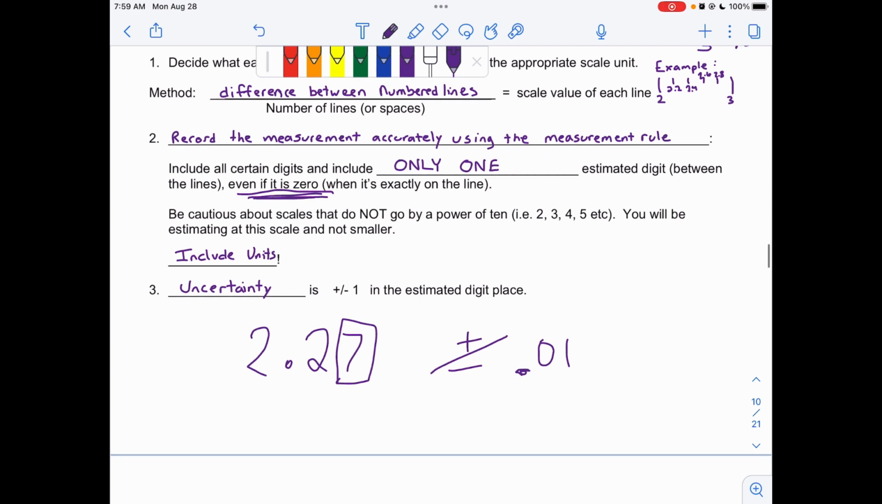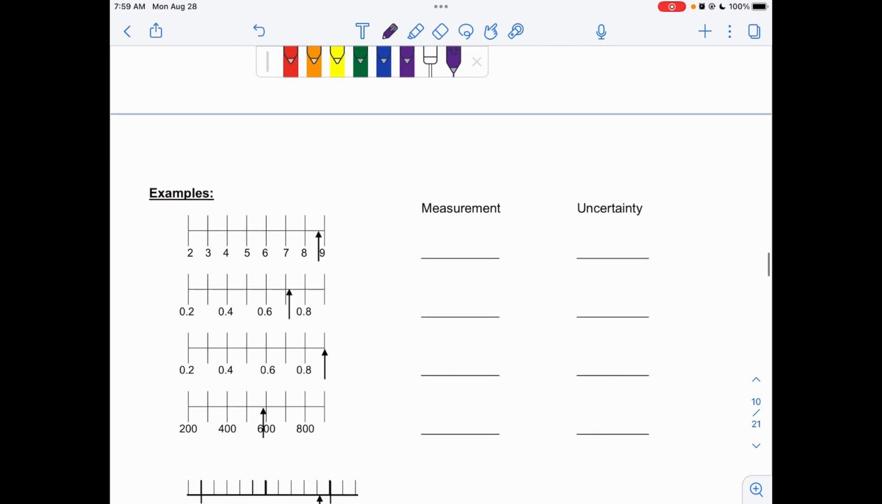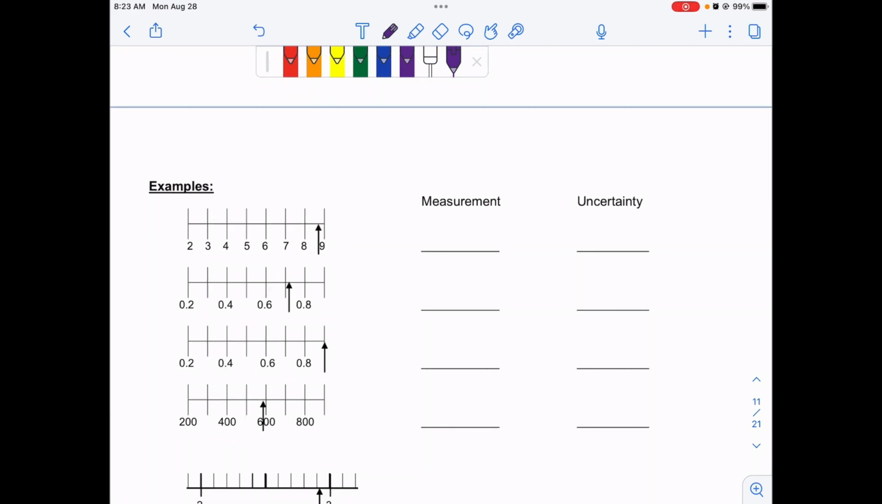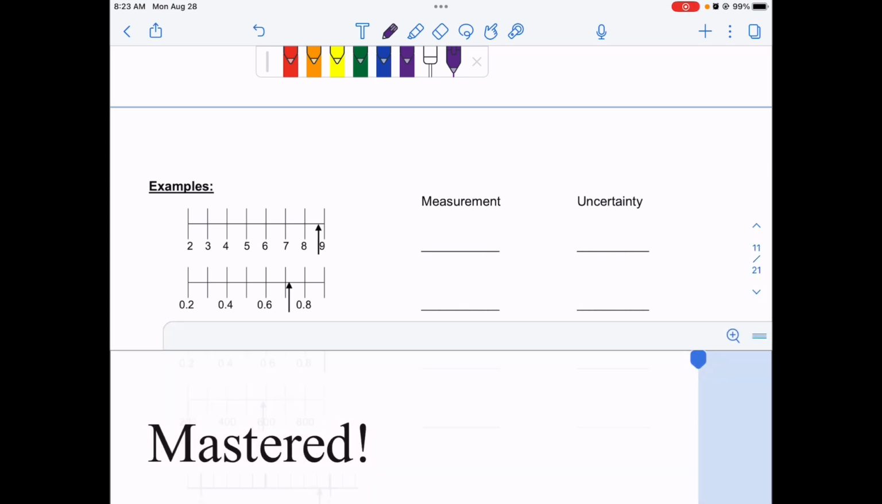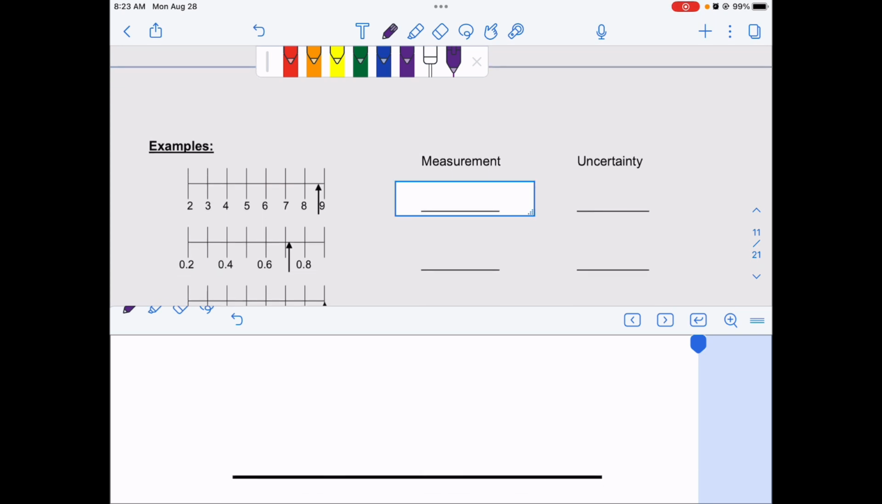Okay, we're going to do a couple of examples. We're going to write down the measurement, and then we're going to write down what the uncertainty is, but I'm going to show you how you're going to do this on your practice and on your checkpoint as well, okay? And I'm going to use this little tool right here so that I can write a little bit more clearly.